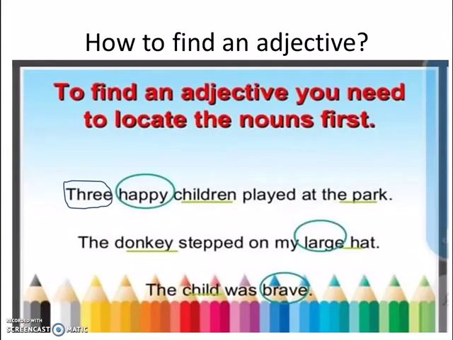How to find an adjective? To find an adjective, you need to locate the nouns first. 3 happy children played at the park. The nouns here are children and park. Children are being described by using quantity and feeling adjectives, and they preceded the nouns.